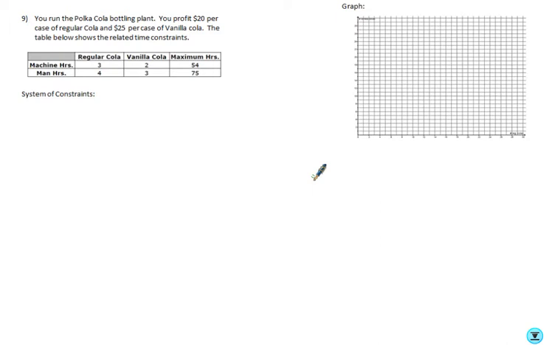And what we're trying to figure out in this problem is, does it make more sense to just do all regular, all vanilla, or maybe it makes more sense to do a little bit of both? How do we make that decision? Well, it's going to be based upon our time constraints, and constraint is just a fancy word for limitation. Because we only have so many hours that we can run these machines, and we have only so many hours that we can pay people to work in our facility here. So we don't have an infinite amount of time, so we have to make a decision based upon that. So let's look at the first part.